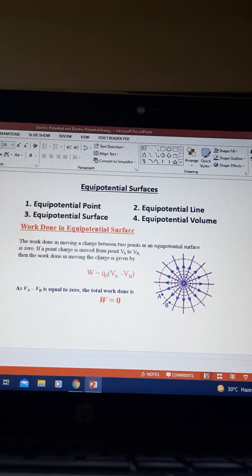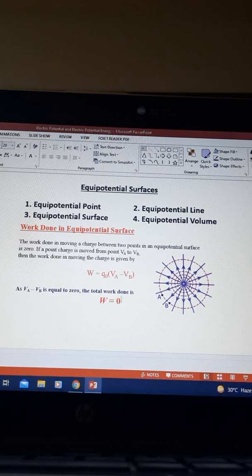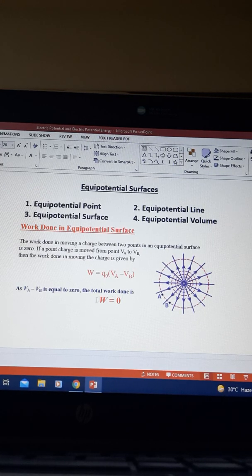So if a point charge is moved from point VA to VB, then the work done in moving that charge is 0. So look, VA minus VB is equal to 0. So the total work done on an equipotential surface is always 0. Don't forget this. This is important, usually for the short question. It is involved in the exam. So you must know, if you are asked what the work done on an equipotential surface is, that it is 0, and you can prove it mathematically, as the potential difference between the two points between which the charge is moved is 0. So the work done is 0.